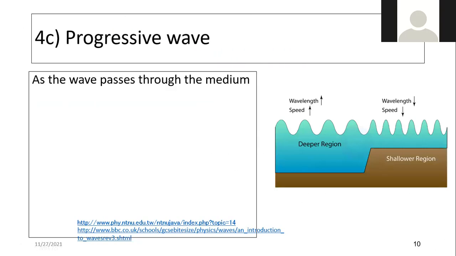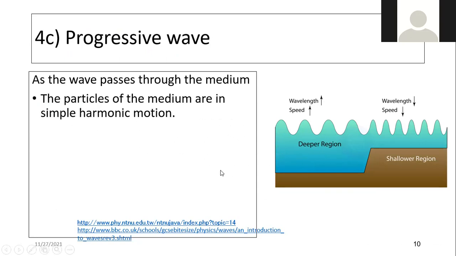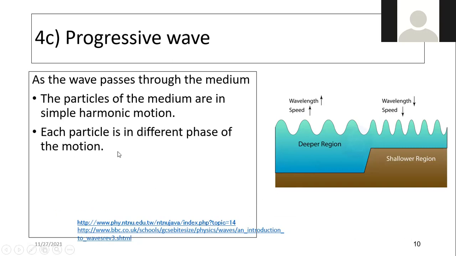As the wave passes through the medium, this is your medium, the particles of the medium are in simple harmonic motion. Each particle there, for example here, will go up and down. This part will go up and down also. Same here. This part down will go up and down. So each of them will be in simple harmonic motion.